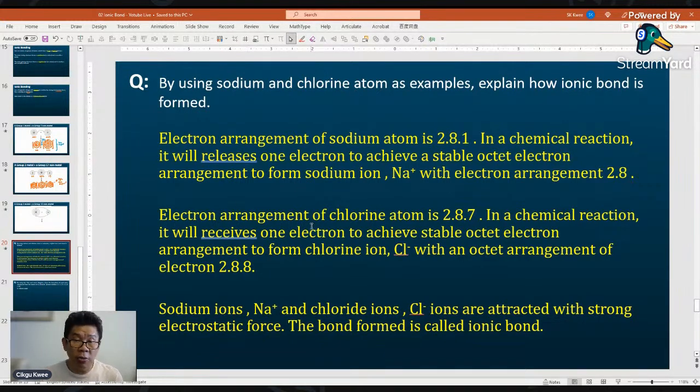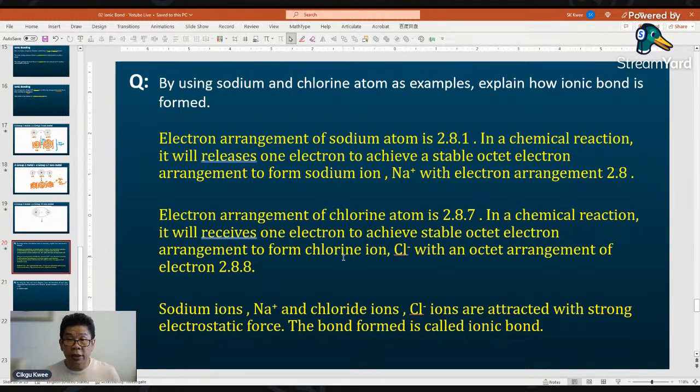The electron arrangement of the chlorine atom is 2,8,7. In a chemical reaction, it will receive 1 electron to achieve a stable octet electron arrangement, which becomes 2,8,8. After they form positive and negative ions, the sodium and chloride ions are attracted with a strong electrostatic force, because opposite charges attract each other. This is called the ionic bond.